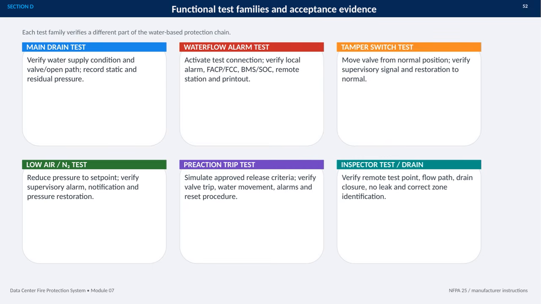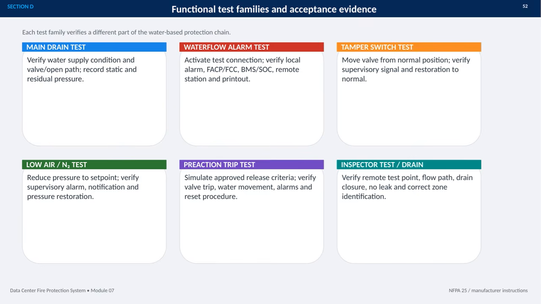The water flow alarm test goes further, confirming that activation reaches the local alarm, the fire alarm control or fire command panel, the building management or security operations system, the remote station, and the required printout. Tamper testing confirms that moving a valve from its normal position creates a supervisory signal, and that the signal clears when the valve is restored. The low air or nitrogen test checks the set point, notification, and pressure recovery.